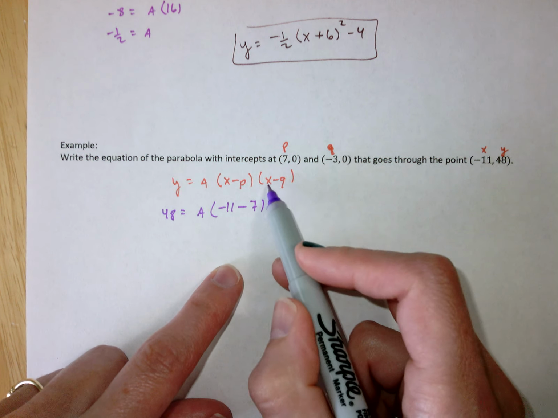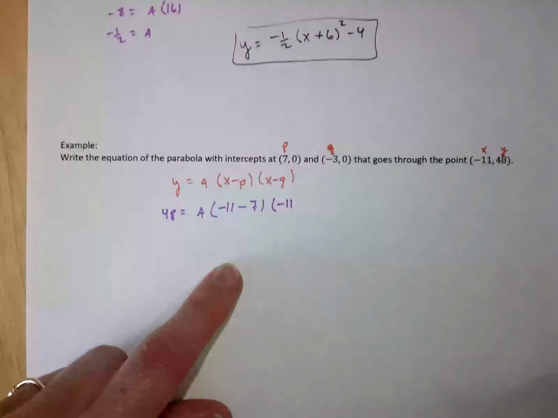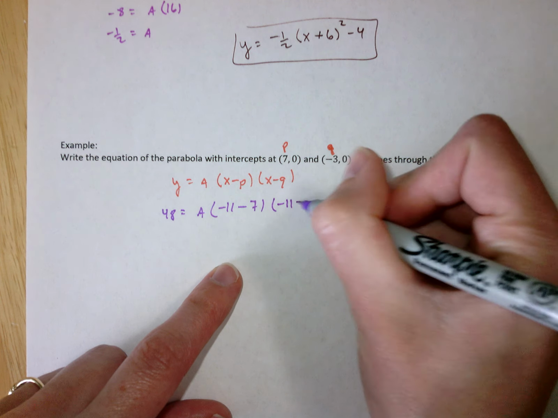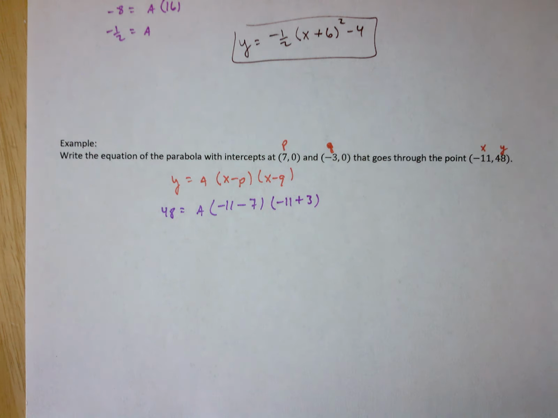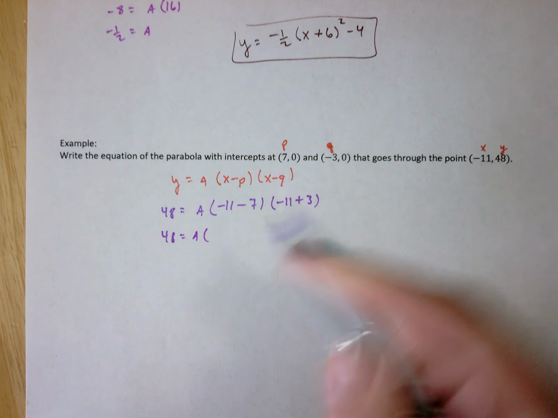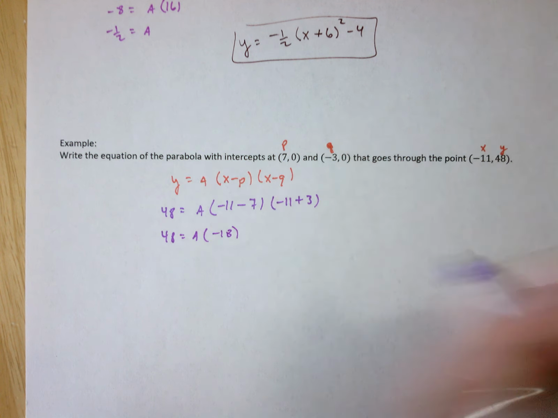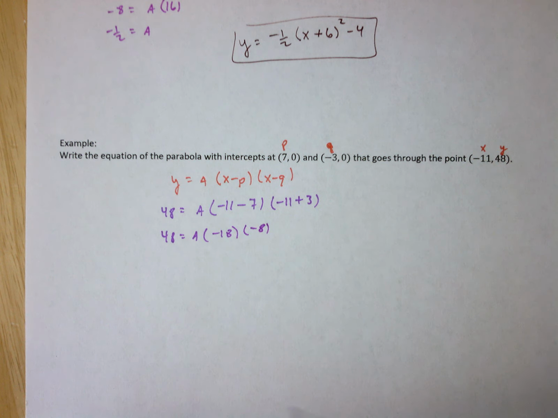And then here we're going to have x again. So I'm going to use that negative 11 twice in this one, and that's okay. You can use it more than once. And then minus the q, which is negative 3. So minus negative 3 becomes a plus 3. Cool. All right, now we just got to solve for a. So this is going to be a times negative 18, and negative 11 plus 3 is negative 8.